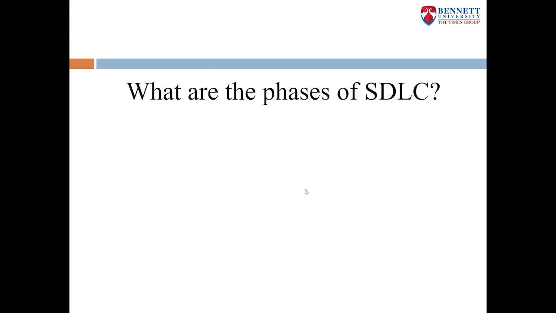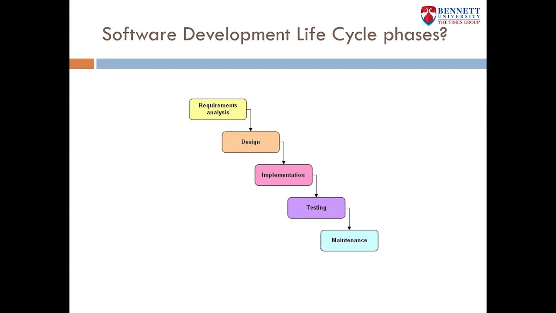So, what are the phases of SDLC? The phases of a software development lifecycle are requirement analysis, designing, implementation, testing, and maintenance. Let's discuss each of these phases in detail.